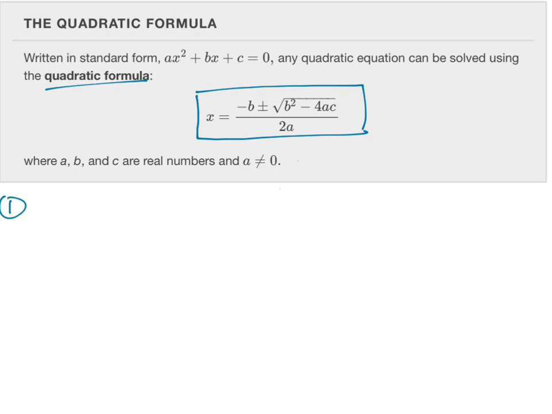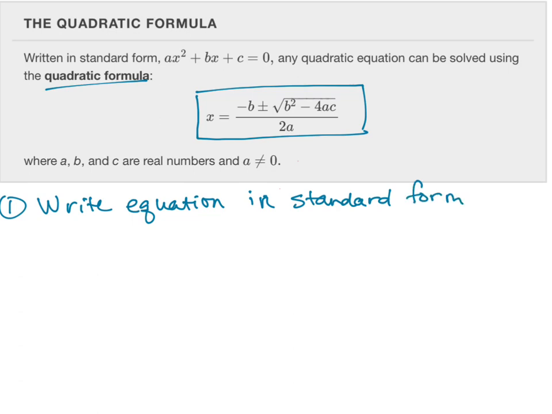Maybe 4. 1, you need to write the quadratic equation in standard form. Write the quadratic equation in standard form. That is ax squared plus bx plus c equals 0. You got to put them in order. Ax squared plus bx plus c equals 0. Okay, that's got to happen.